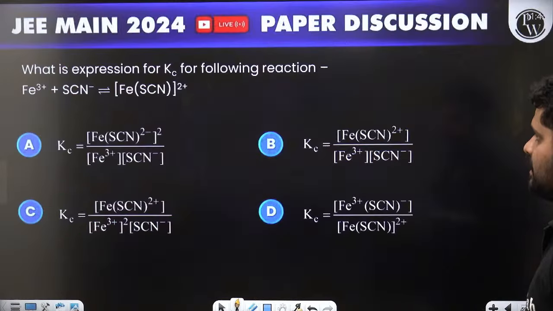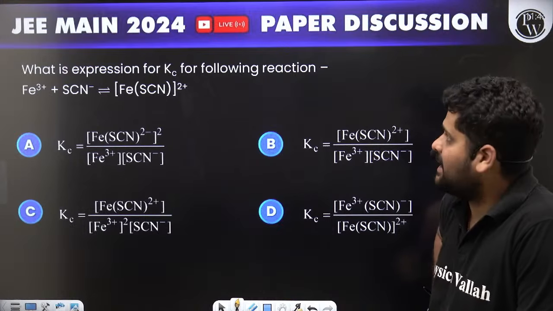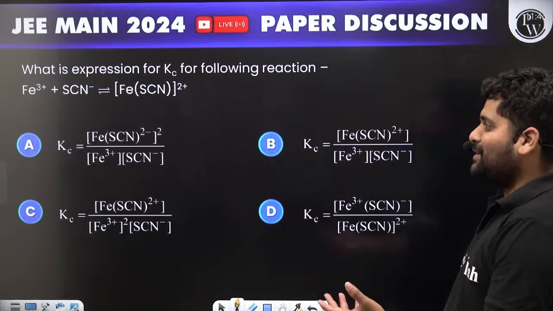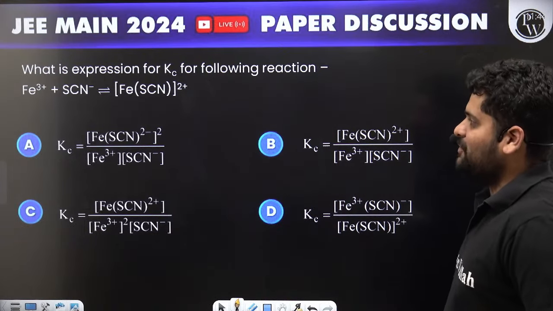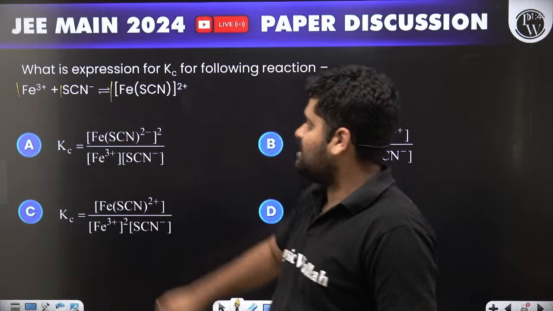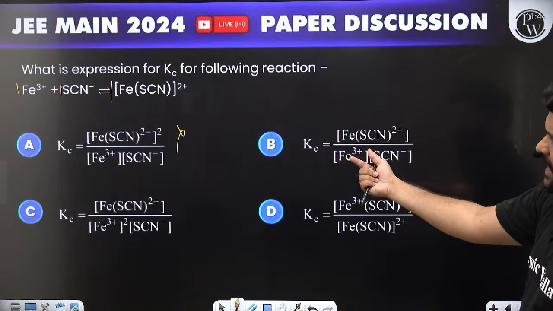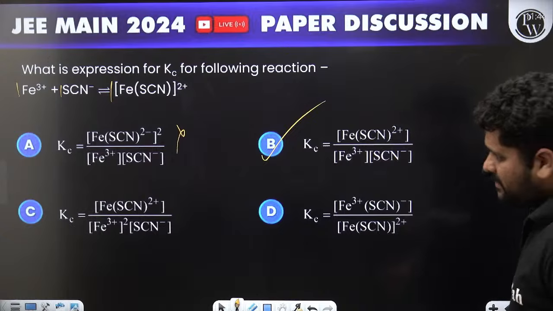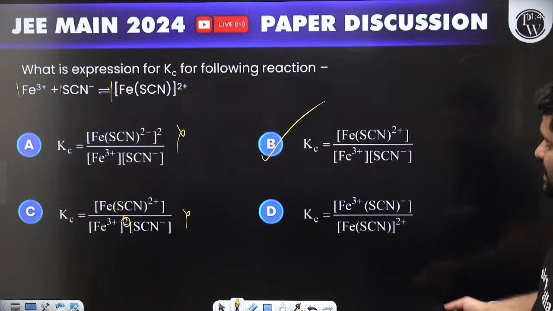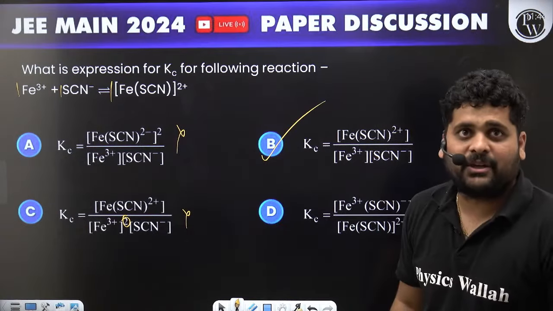Right. Next one, the next question. What is the expression for Kc for the following reaction? Can the question be any simpler than this from equilibrium? You need to write the concentration of products divided by the concentration of reactants raised to their stoichiometric coefficients. The stoichiometric coefficients in all the cases are just 1. So here you see 2, so this is wrong. FeSCN 2+ divided by Fe3+ and SCN minus, this is our correct answer. You are getting a square over here, wrong. This is also wrong. Okay, so the correct answer is option B.